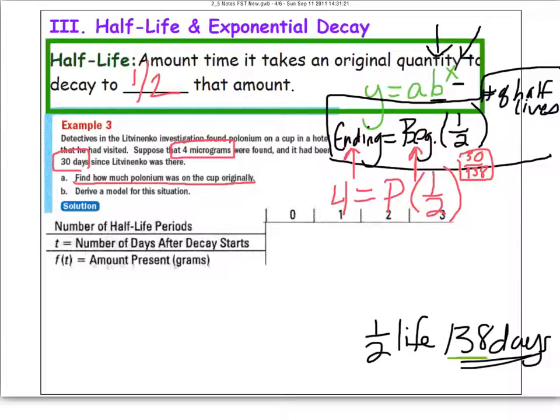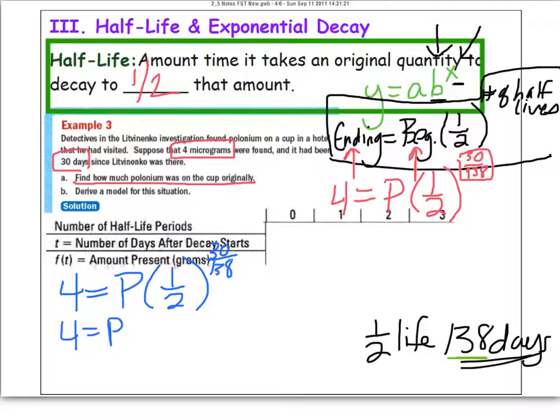So what we just created here is this formula: 4 is equal to the original amount of polonium, and it's going to have a half-life. Our exponent is 30 days have gone by of 138 for 1 half-life to happen. To simplify this, I can take the 1/2 and raise it to the power of 30 divided by 138. When you do that, you're going to get the value of 0.86.